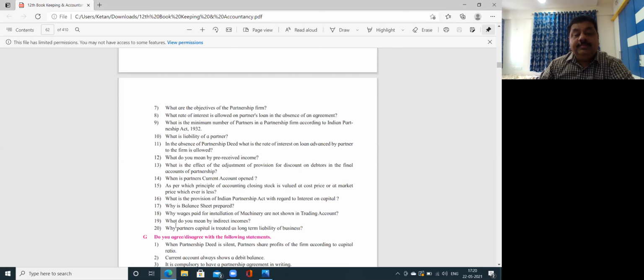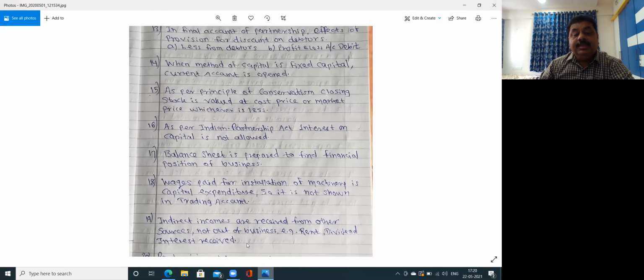Number 19. What do you mean by indirect incomes? Indirect incomes का मतलब क्या होता है? Indirect incomes are received from other sources, not out of business. That is, examples are rent, dividend, interest received. These are the examples.